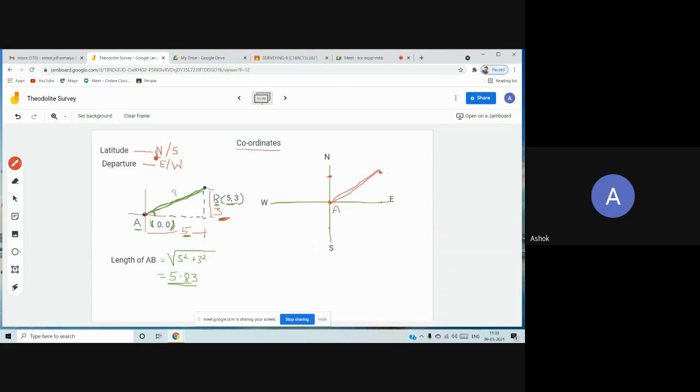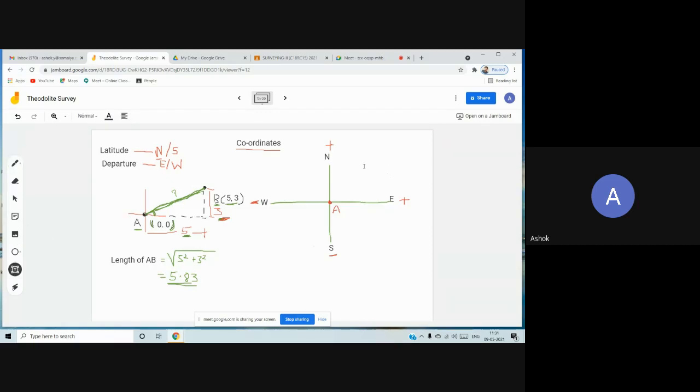Right. Now here, as latitude is north or south, we have fixed sign conventions for them. If latitude is north, it will be designated as plus. If it is towards south, it will be designated as minus. If departure is towards east, it will be designated as plus. If departure is towards west, it will be designated as minus.